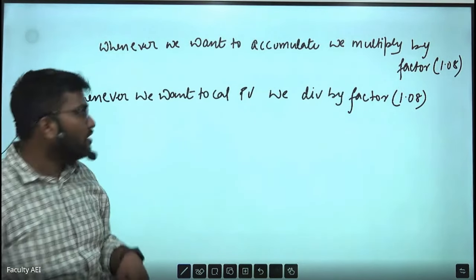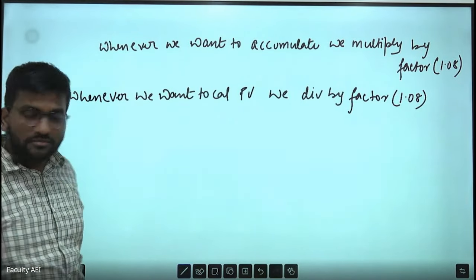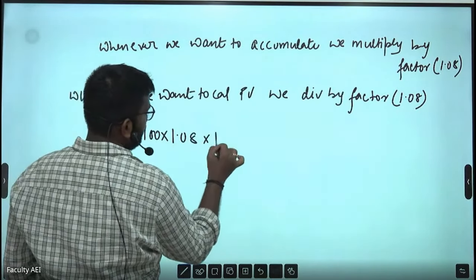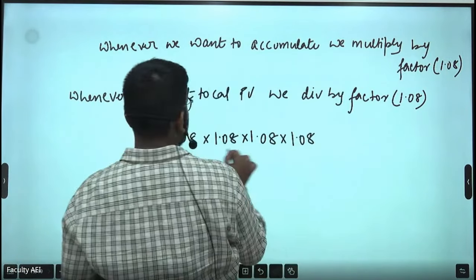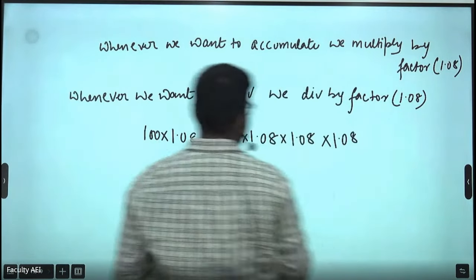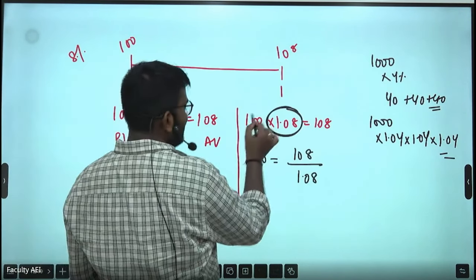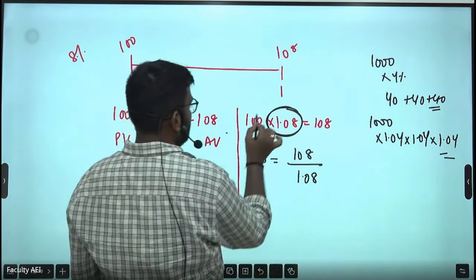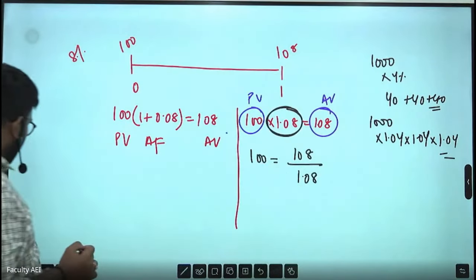Discounting factor. So you need to calculate the accumulated value after 5 years. Into 1.08, into 1.08, into 1.08, into 1.08, one, two, three, into 1.08. Okay. This is what? Okay. Now one more example.